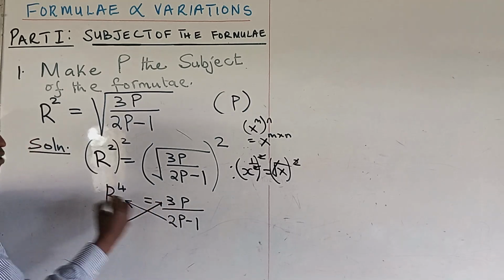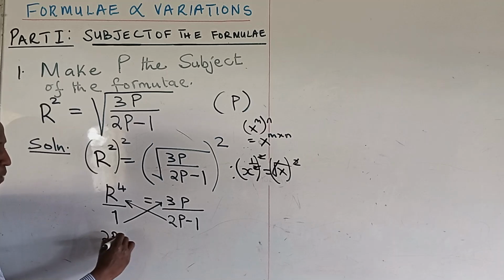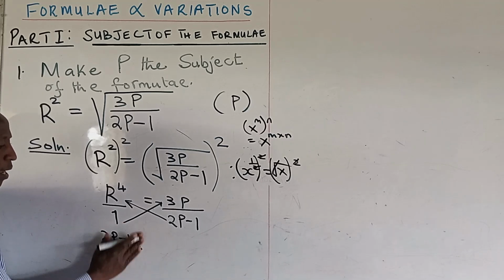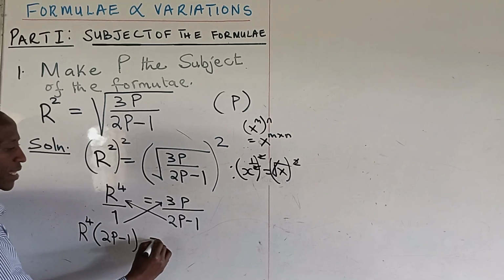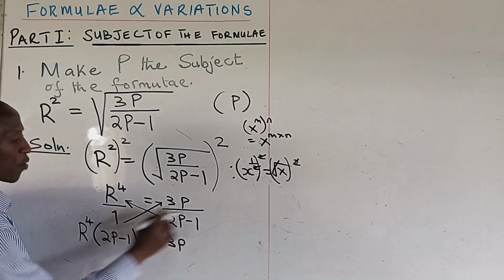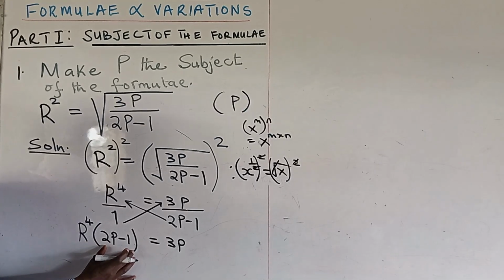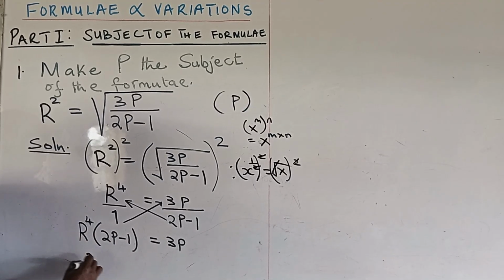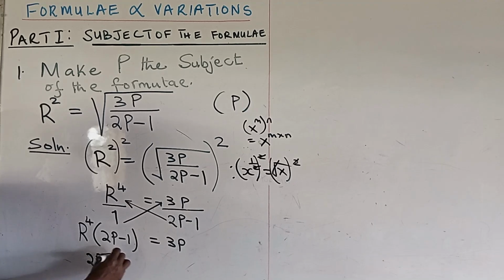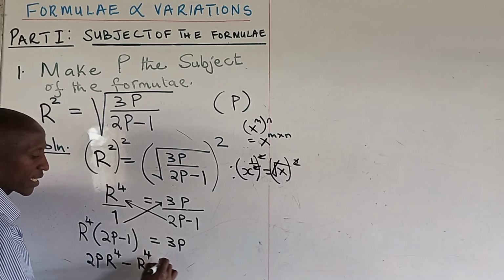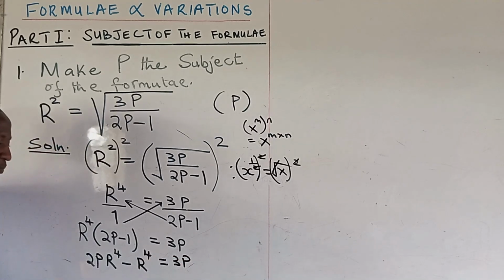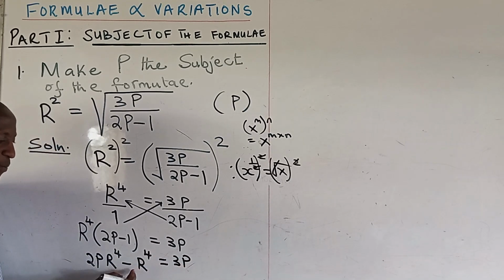We cross multiply and we shall get 2p minus 1 multiplied by r raised to the power 4, and this is 3p multiplied by 1, which remains as 3p. Opening up the brackets, we get 2p r raised to the power 4 minus, r power 4 multiplied by 1, we get r to the power 4, and that gives you 3p. At this point, we put like terms together.